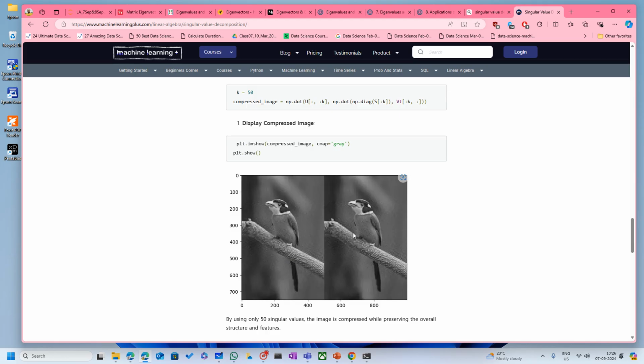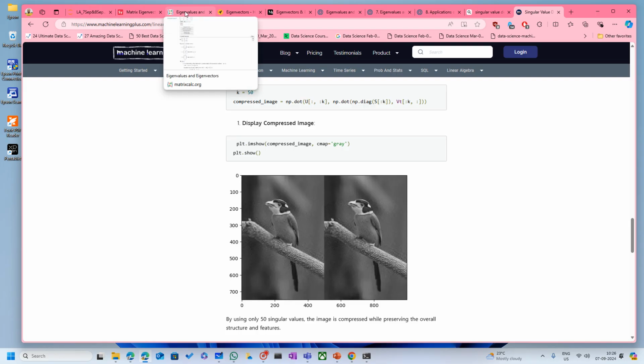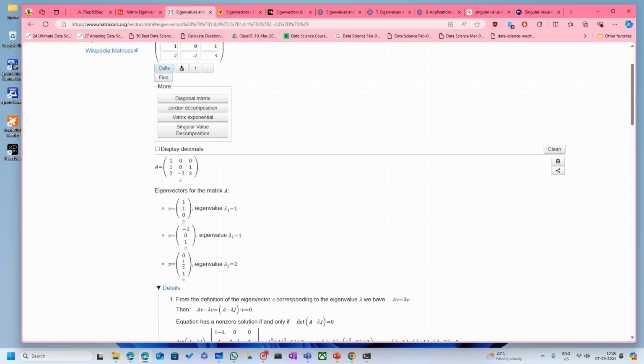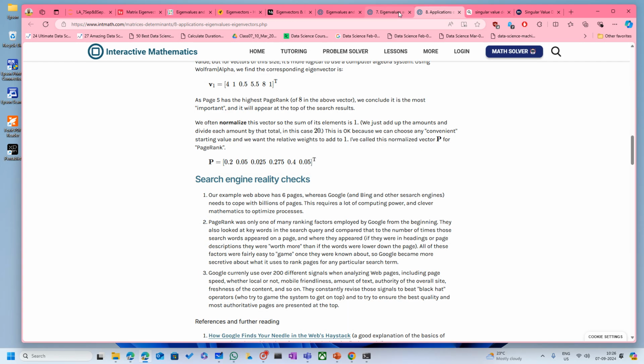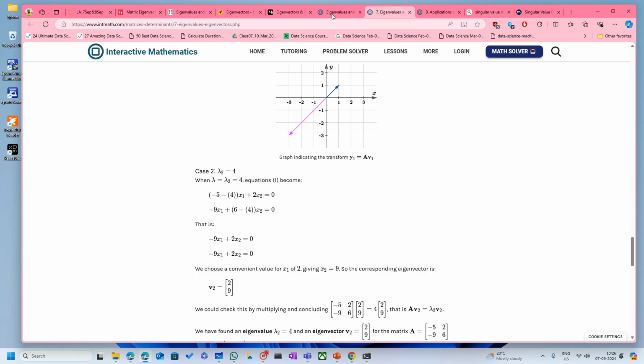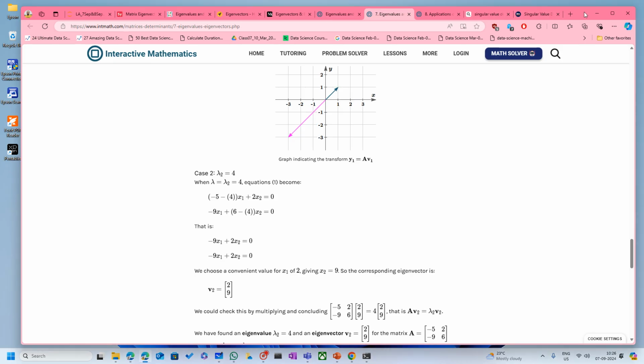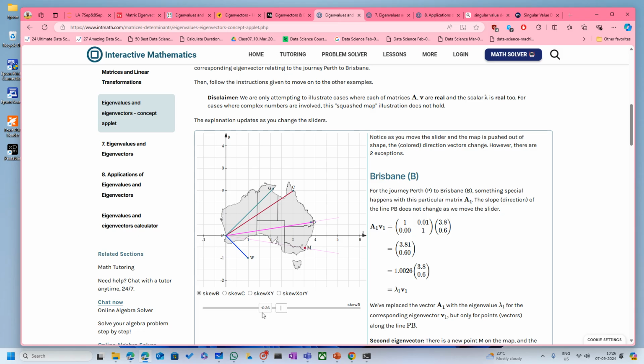Hence I can either upscale the image or downscale the image, or in other words, I can compress the image. Are you with me, are you following what I'm saying? You're understanding, right?